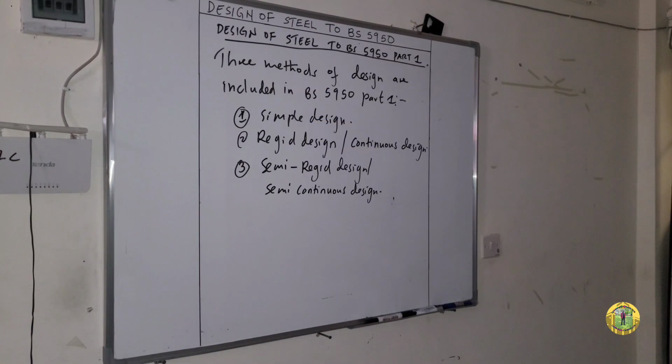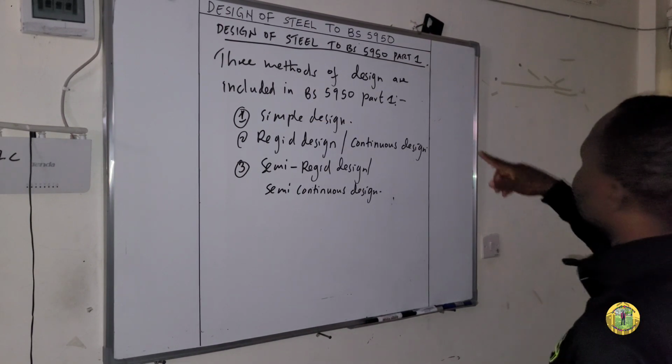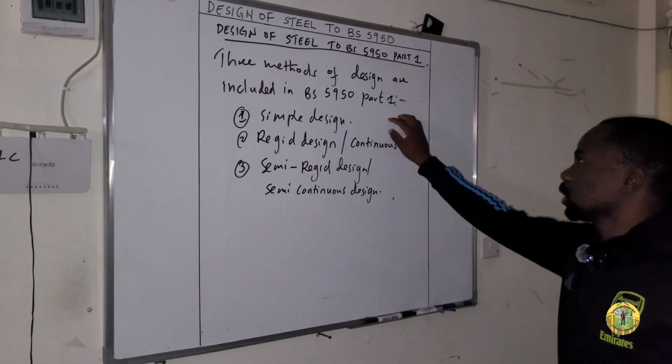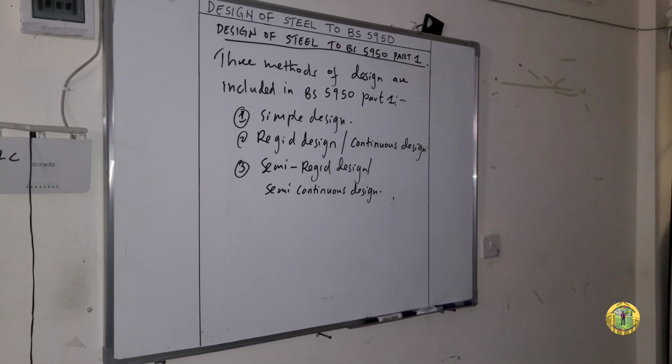Now, let's talk about design of steel to BS 5950 part 1. So remember I said that this BS 5950 is divided into 9 parts, and we want to talk in detail about design of steel to BS 5950 part 1.